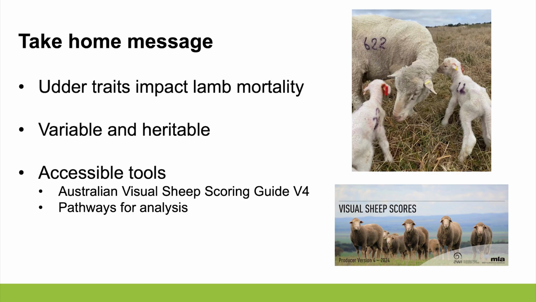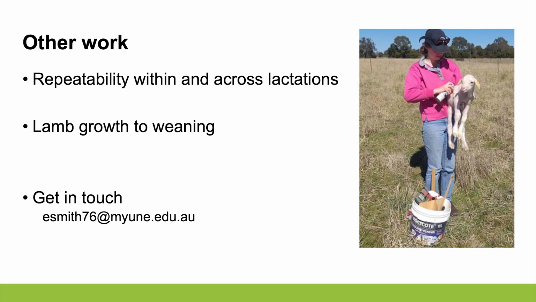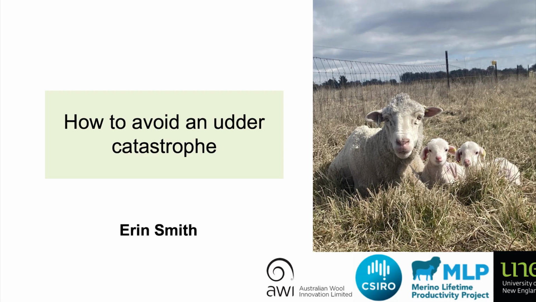So in this very brief session, I hope I've been able to show you that udder traits do impact lamb mortality. They're variable and heritable, which means that we can select for them. And we also have some accessible tools now available to you in the new version of the Australian Visual Sheep Scoring Guide. And we already have some of our best sheep producers recording these traits in their flocks. So collectively, I hope this is just another tool in the toolbox that we can use to reduce the amount of starvation-related mortalities and hopefully avoid an udder catastrophe.